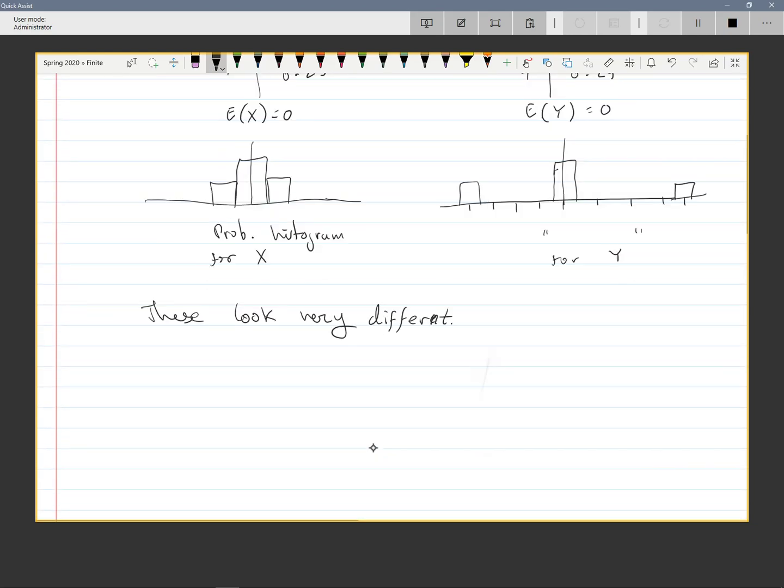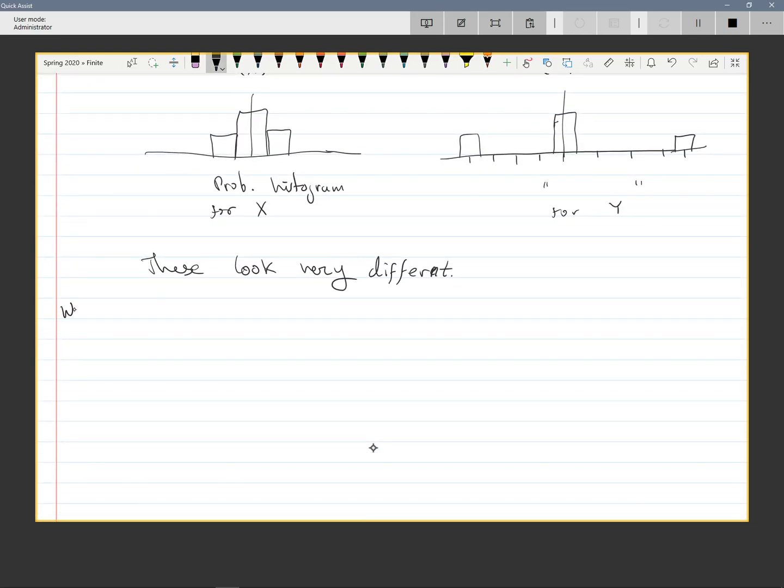So what we want is an easy way of talking about how spread out a distribution is. And this is where the variance and standard deviation come in.